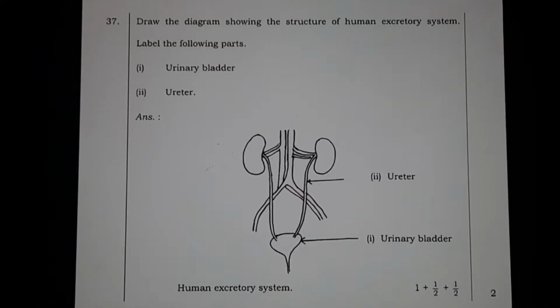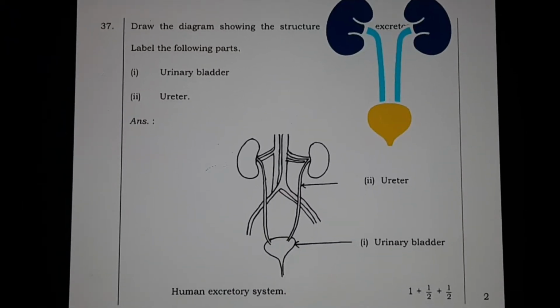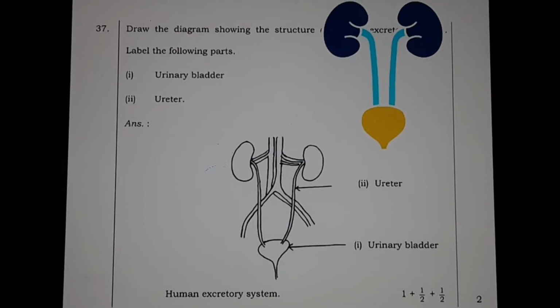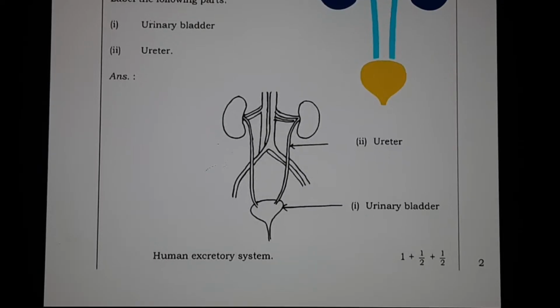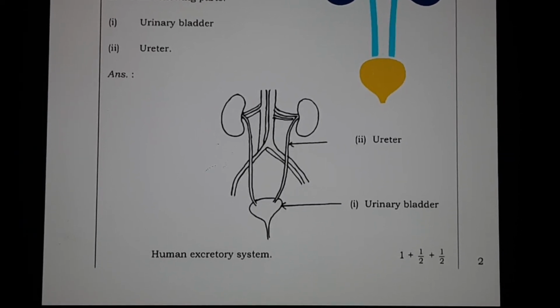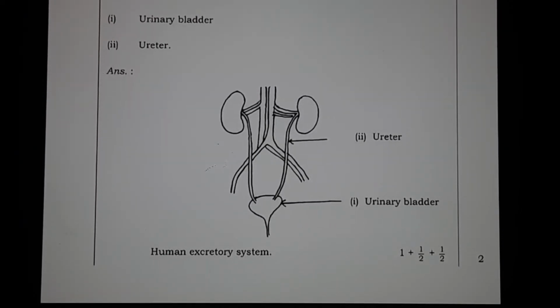Next question, diagram. Draw the diagram showing the structure of human excretory system. Label the following parts, that is urinary bladder and ureter. First, you have to draw the neat diagram of human excretory system, and afterwards, you have to mention here, this part is ureter and this is urinary bladder.